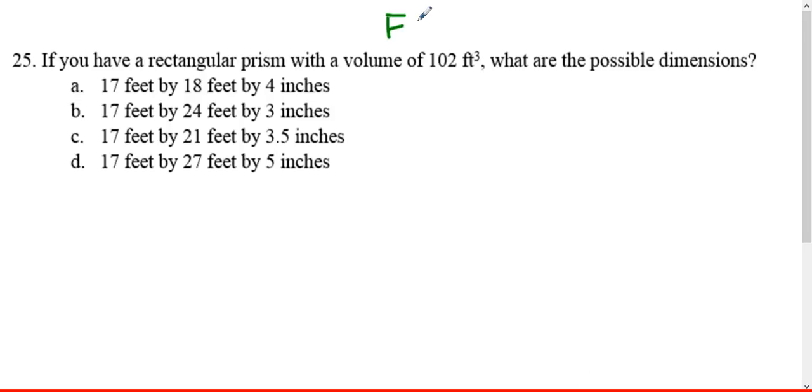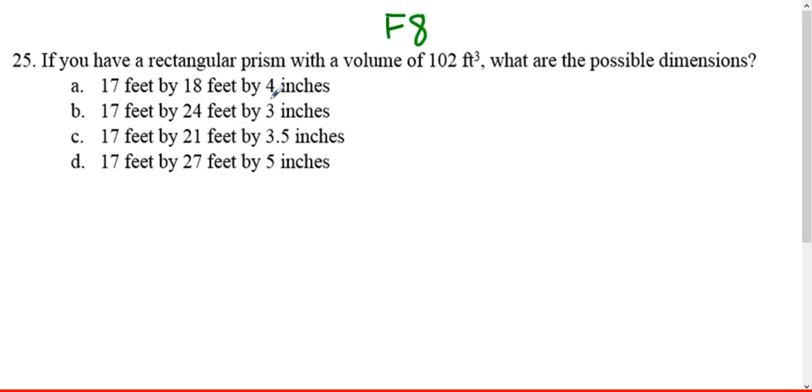So this question comes from Framework 8 about volume. If a rectangular prism has a volume of 102, that means length times width times height is 102. What are the possible dimensions? So you check each of these dimensions and see if you get 102.